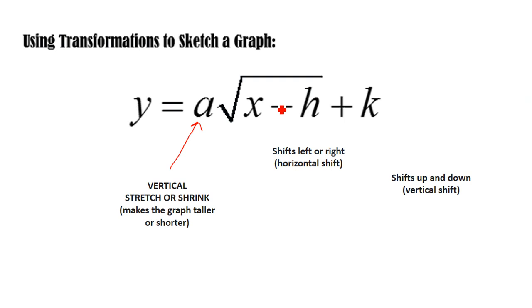Now, inside the root sign, just like when it was inside the absolute value or inside parentheses when we were talking about quadratics, this is the part that shifts me left or right, the horizontal shift, the moving left or right for the points. And the number outside here moves it up and down, the vertical shift, the up and down movement. We can use all of these same shortcuts to help us make graphs, and that's what I want to show you how to do right now.